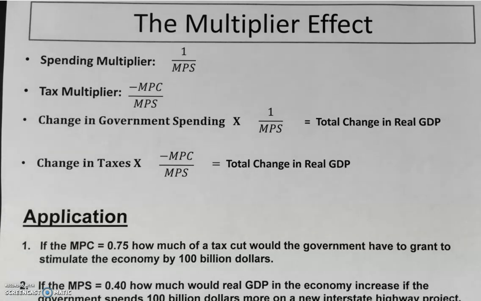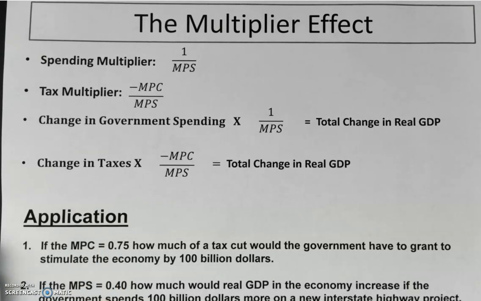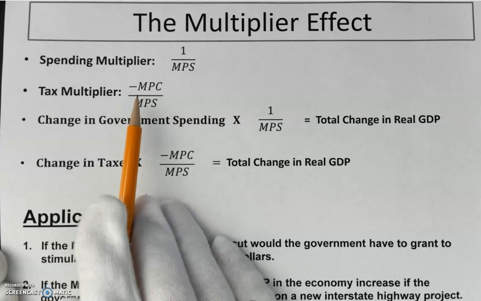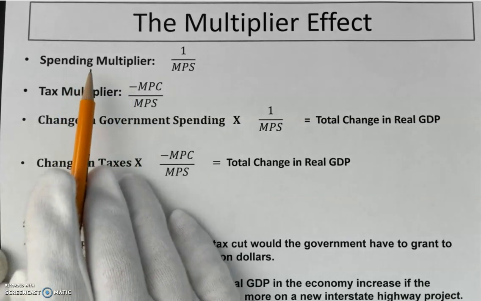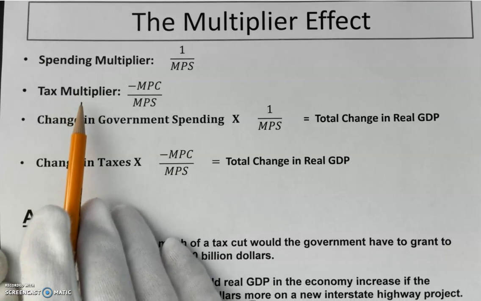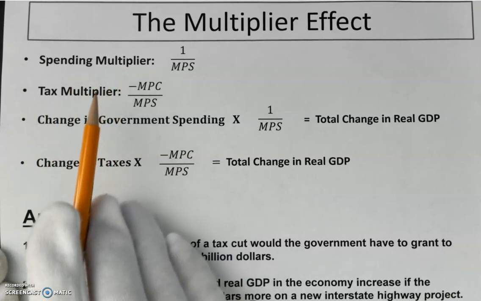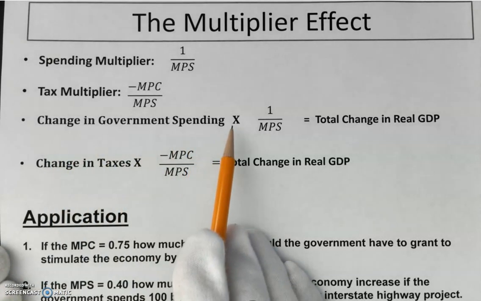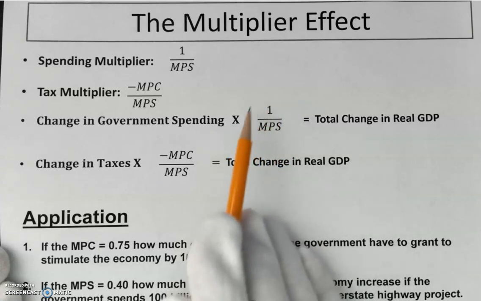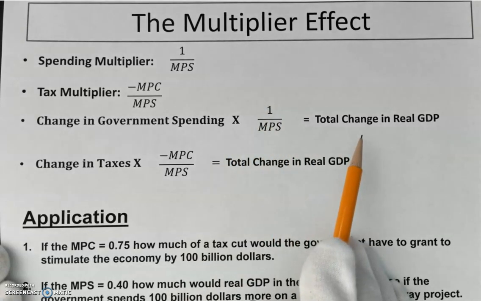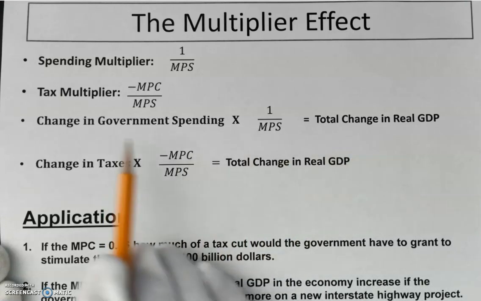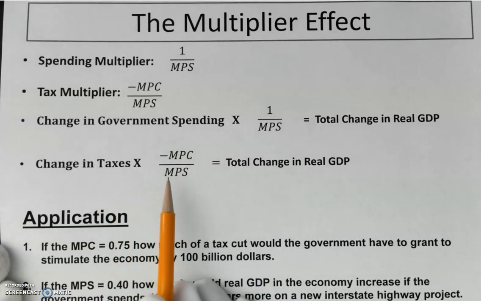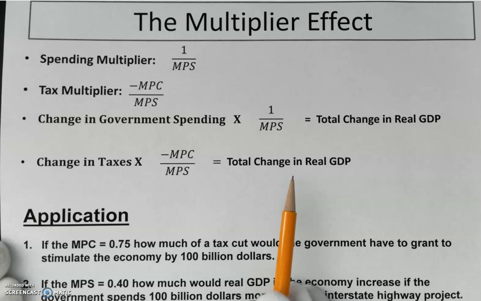Okay, now let's take a look at the multiplier effect with some numerical examples. Just to rehash what we left off with in the last video, when it comes to fiscal policy, the government can change spending or taxes, and therefore we have a spending multiplier and a tax multiplier. If the government changes government spending, we would just multiply that change by the spending multiplier to get the total change in real GDP. Whereas if the government changes taxes, then we would multiply the change in taxes by the tax multiplier to get the total change in real GDP.